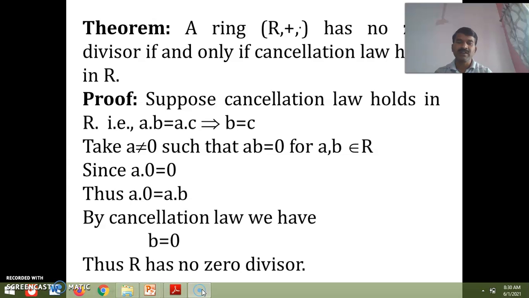Since A dot 0 is 0, as we know, thus A dot 0 equal to A dot B. By the left cancellation law, A gets cancelled on both sides. That implies B equal to 0. Thus, if A is non-zero, then A dot B equal to 0 implies B equal to 0. Thus, R has no zero divisor.